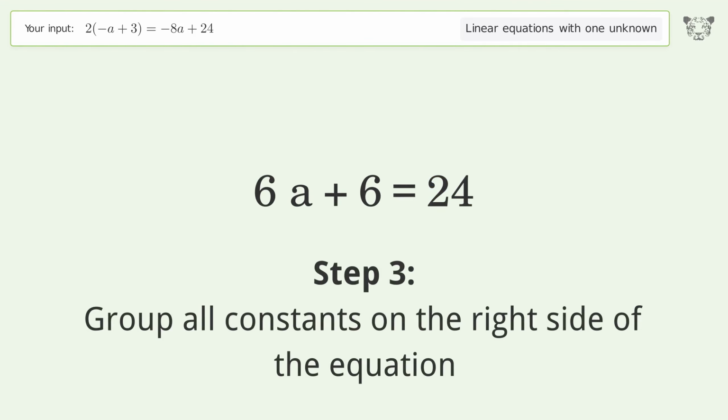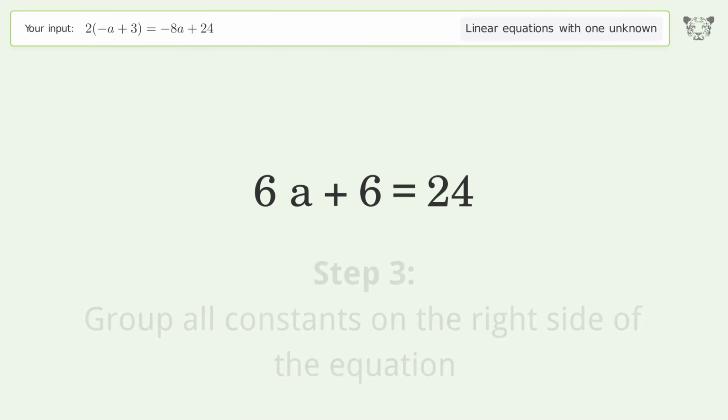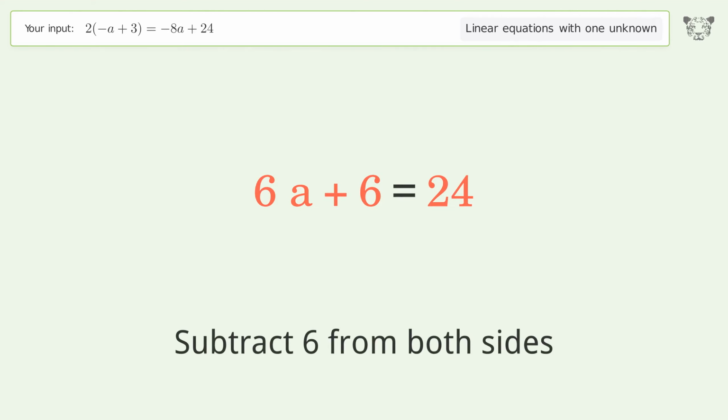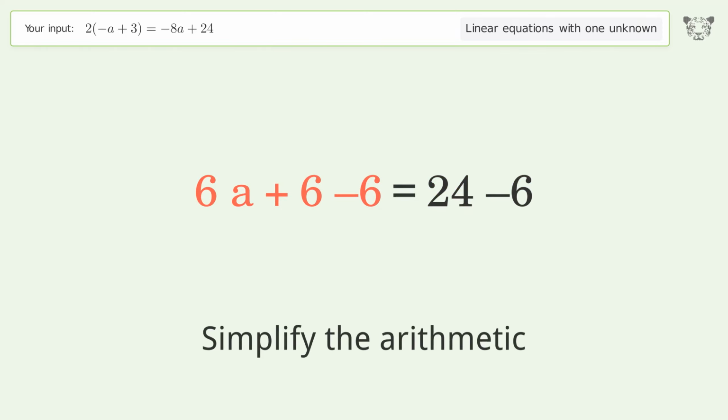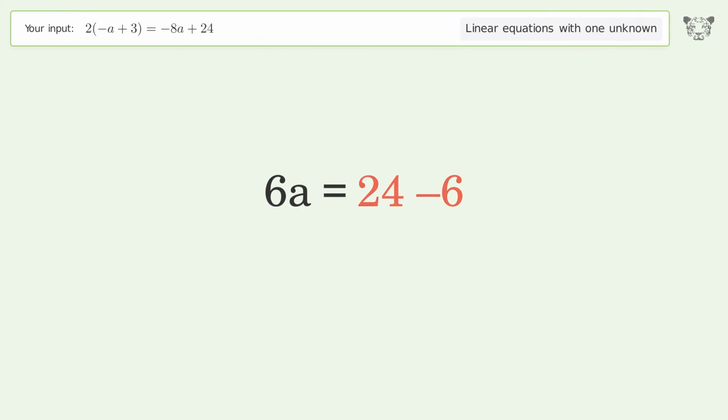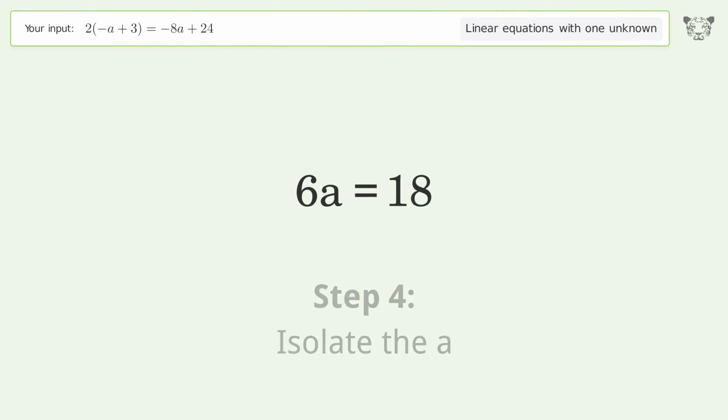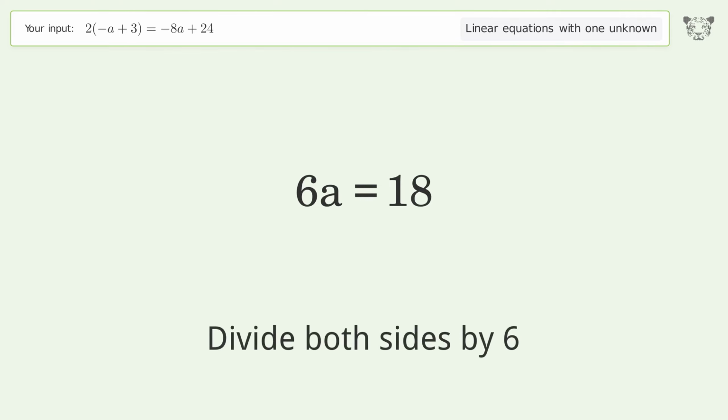Group all constants on the right side of the equation. Subtract 6 from both sides. Simplify the arithmetic. Isolate the a. Divide both sides by 6.